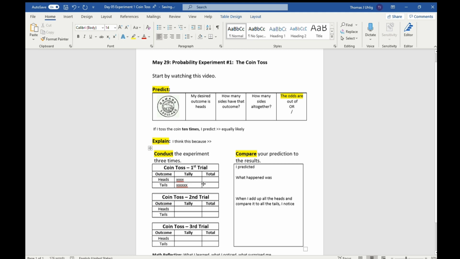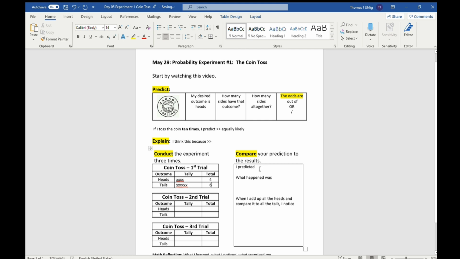And when you get to 10, you stop. Put over here the total, 4, 6, and then start over with a new one. Keep going through, putting in your X's for tally marks, and then add them up. Now, when you get to the compare part, you're going to compare your results here with what you predicted up here.